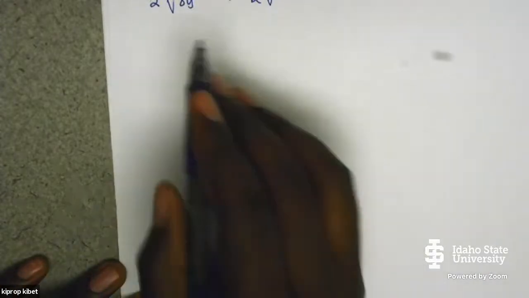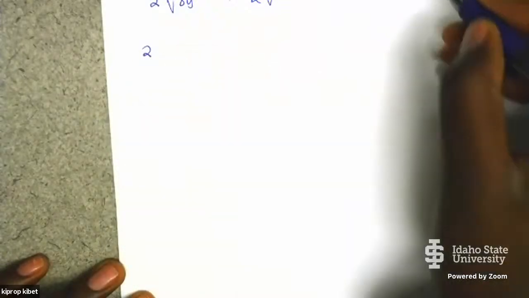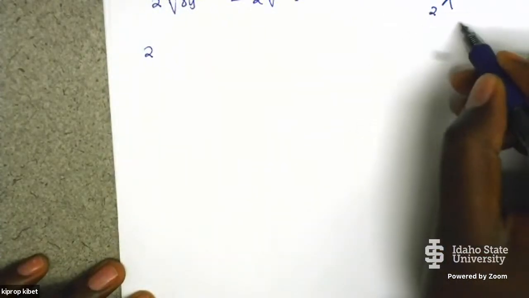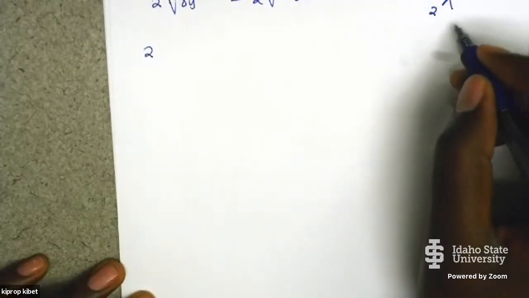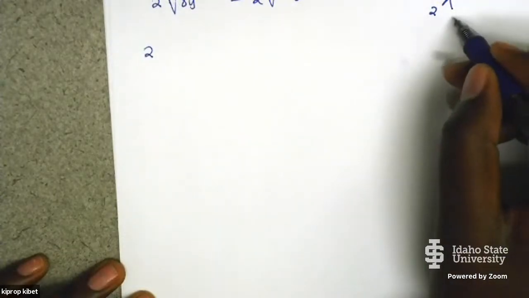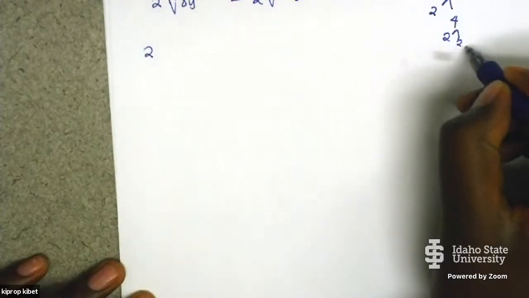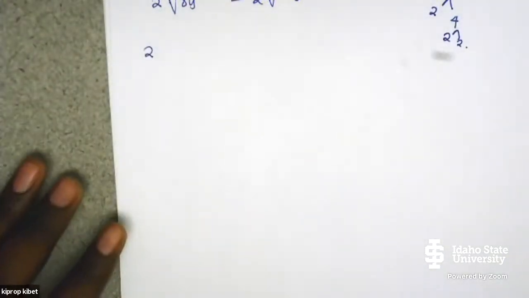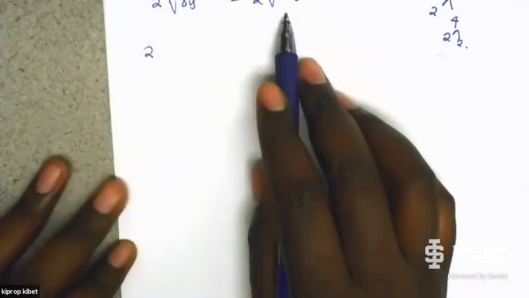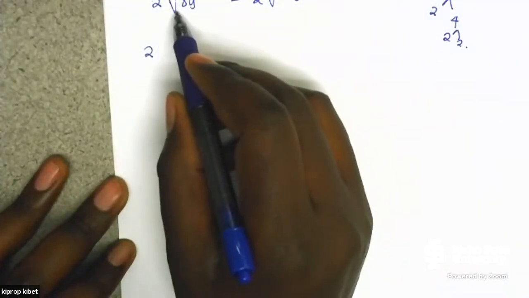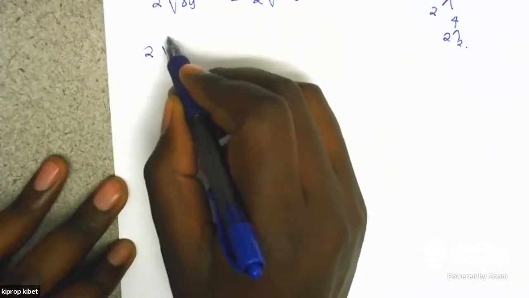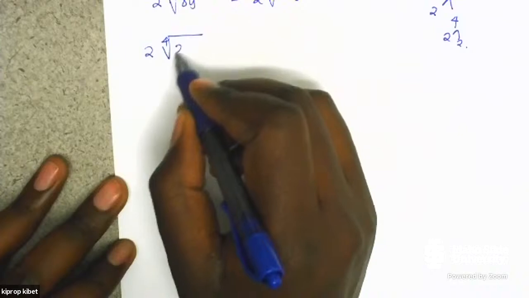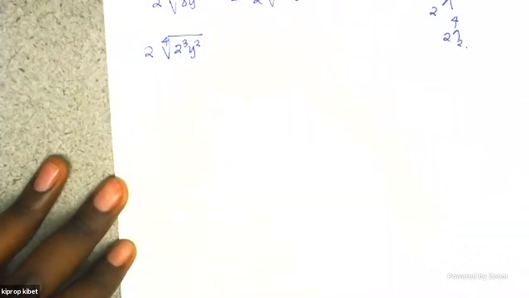Now here, for 8, the factors are 2 and then 4, and then 2 and 2, right? So will it cancel? It will not cancel. Okay, so we can write this one as the fourth root of 2 raised to 3, y.